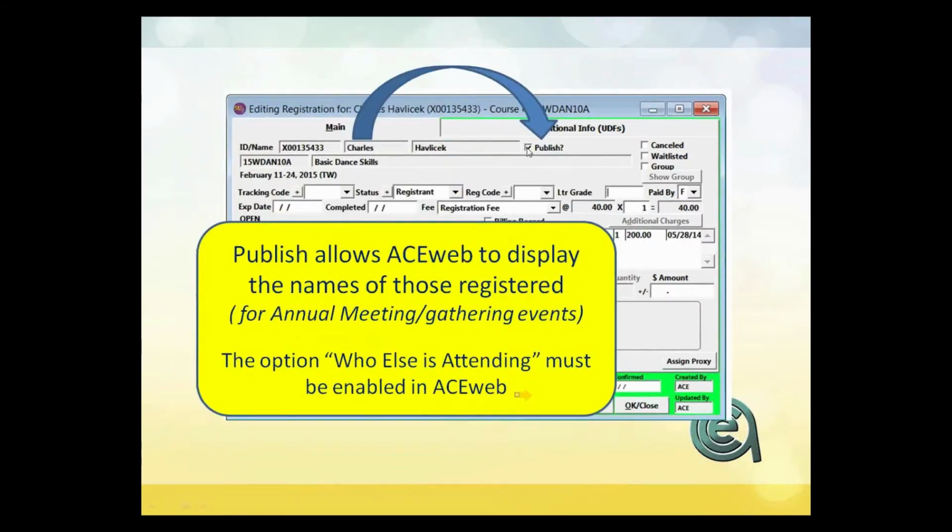The publish option. This is a feature you can turn on and off from Student Manager, and it allows you to control whether or not a student's name is published on the list of those registered online. If you're doing annual meetings or fraternal groups where they're almost like reunions, and Fred wants to know if his buddy Sam is going to come to the 2014 reunion conference event, you can show on the web who is coming to the program. That's an option for you.